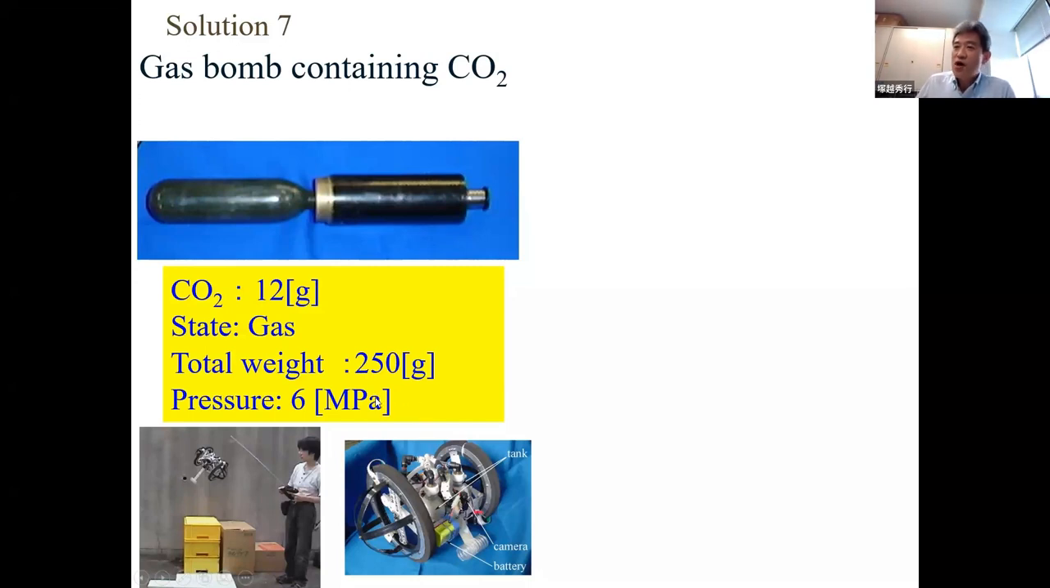But as you can imagine, only 12 grams of CO2 gas is contained compared to the total weight. It's a very small power density for the total. So after just a couple of jumps, all of the energy is consumed. So while developing this kind of robot, we are also investigating a power source with much larger contained energy and a portable size.